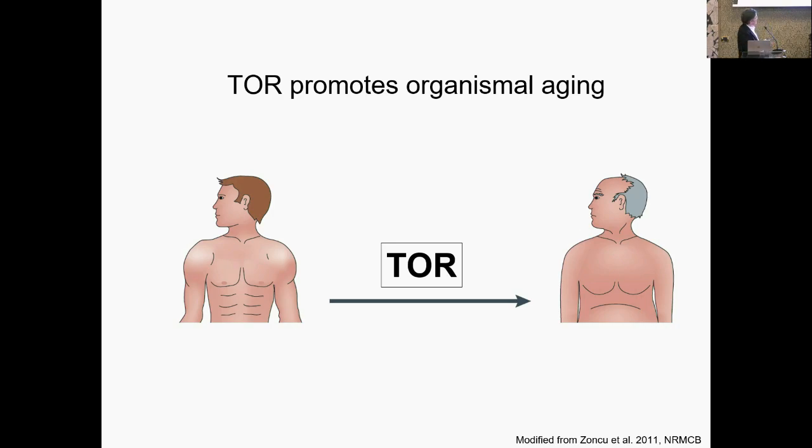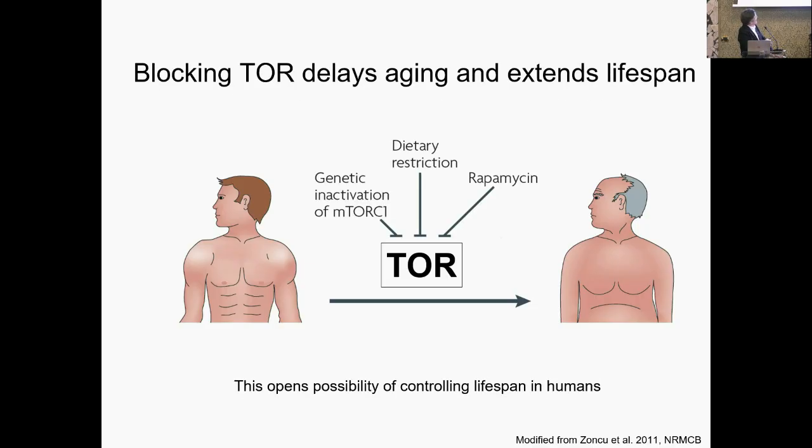But the assumption is that TOR controls aging like it does in all other eukaryotes which have been examined, which means that now we have a way to manipulate the aging process, perhaps pharmacologically in humans. We can do it by inhibiting TOR with rapamycin. This would mimic dietary restriction. And of course, you could maybe also do it by genetic interaction of TOR complex 1.